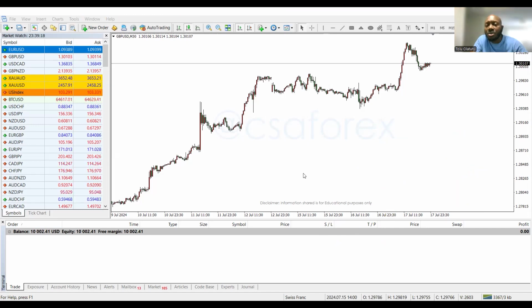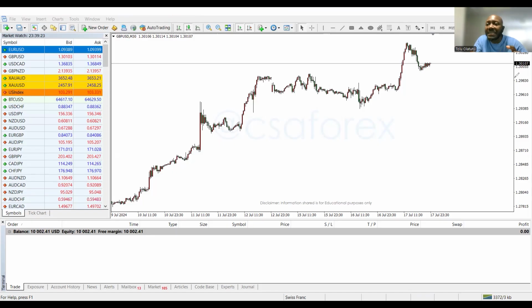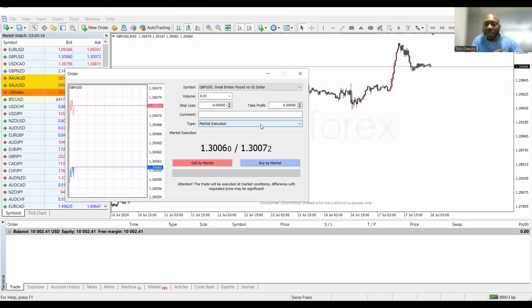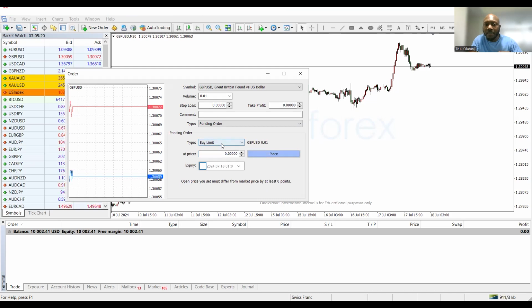I want to now show you how to open a trade using pending order. Pending order means we're entering at a future price. When we click on the new order section here and we change this from market execution to pending orders, you will notice that under the type, we have the buy limit, sell limit, buy stop, and sell stop. So that means that we have two types of pending orders, for limit and for stop.